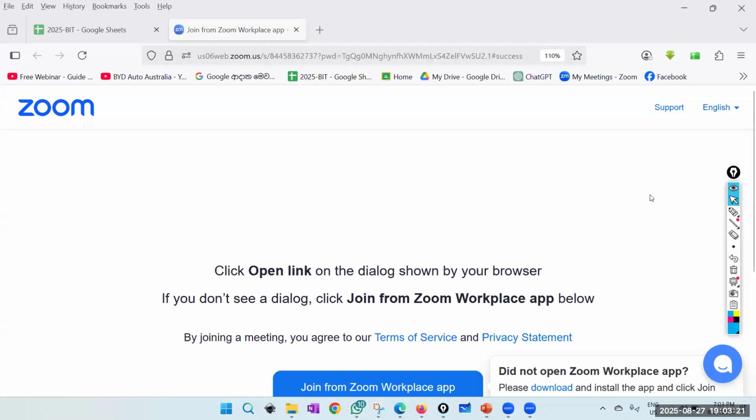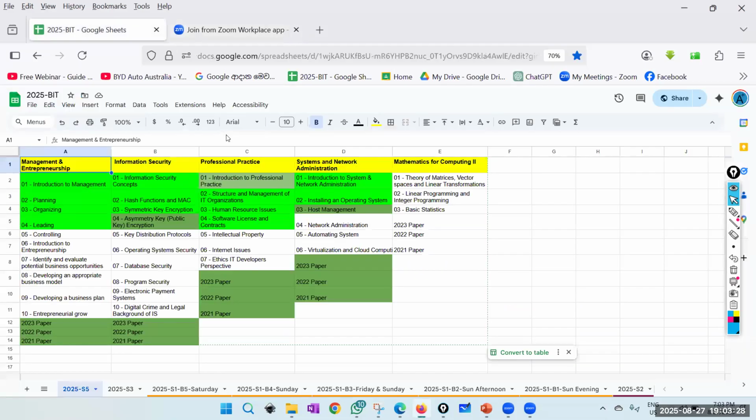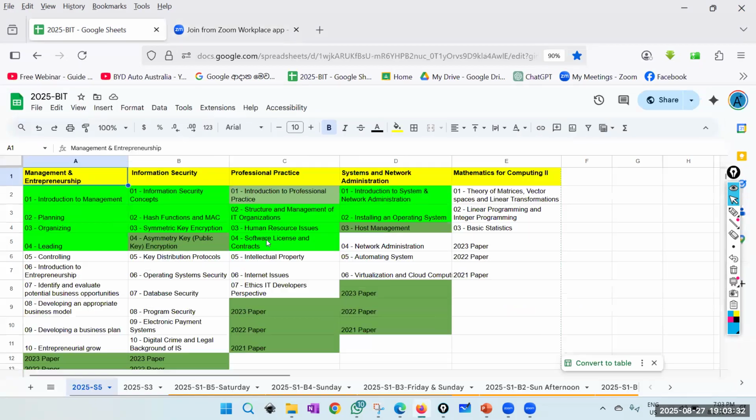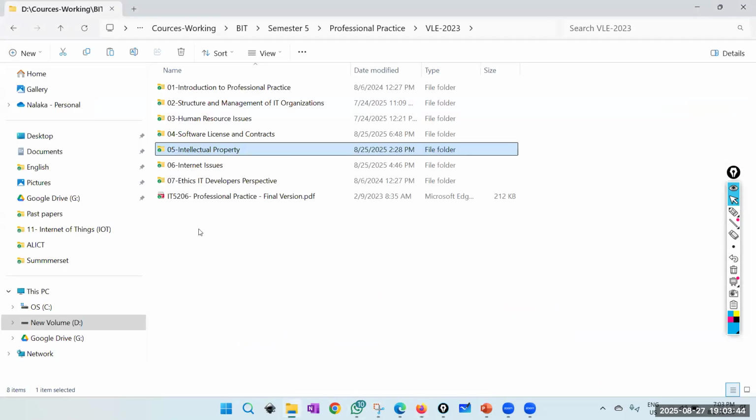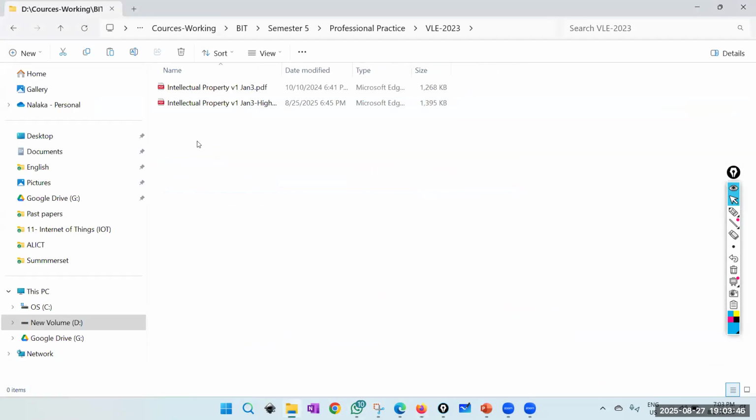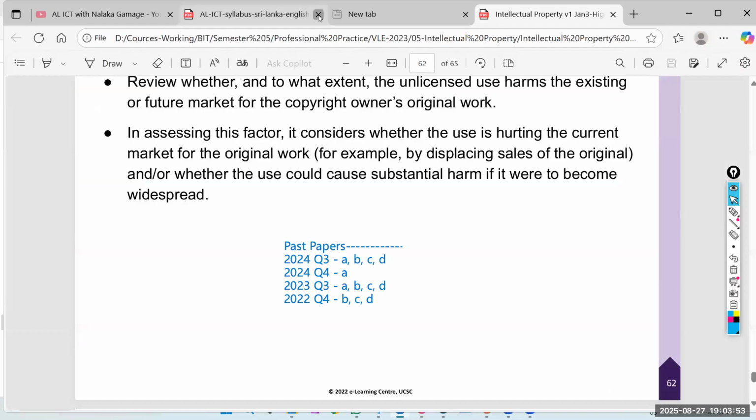Okay, right. So today, we continue with the professional practice, and we want to first finish intellectual property with past papers as well. So let's finish that one first. Right, intellectual property. Let me open the note again. I will be using the UCSC note, and at the end we will do the past paper questions as well.